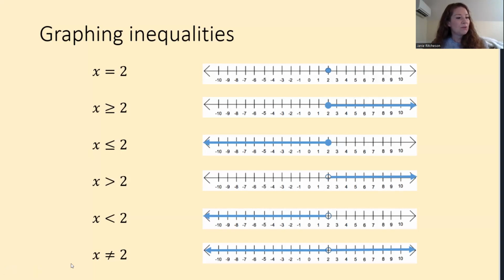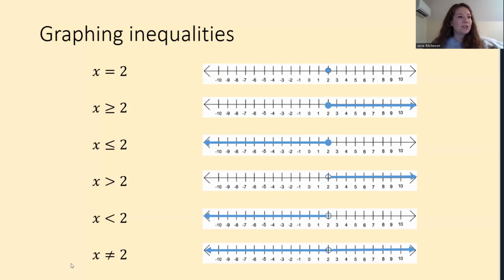x is less than 2. Once again, don't fill in the circle, but the arrow points to the left. And the last one, you won't see that very often. But for an example, if the only thing x is not is 2, that means x could be anything on the number line except for 2 itself.